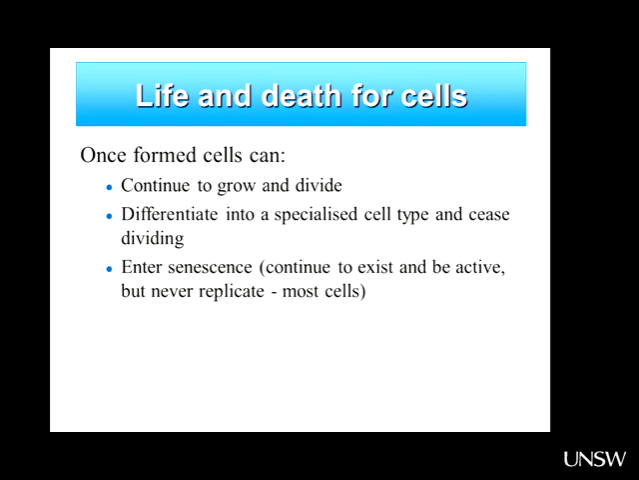So they can enter senescence. Senescence is a lovely word, isn't it? Senescence is they do continue to exist, they're still active, but they'll never replicate again. And that's the fate of many of the cells. Once they're differentiated, they actually carry out their function and then they'll die. They themselves don't replicate to reproduce that population. And we say they go into senescence.